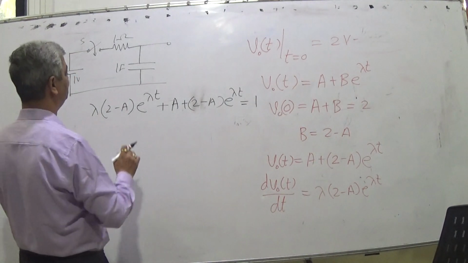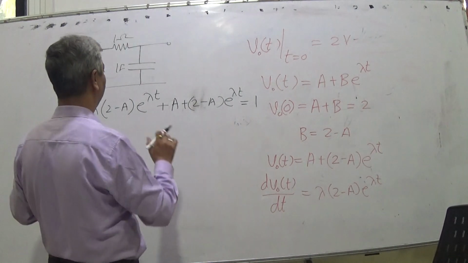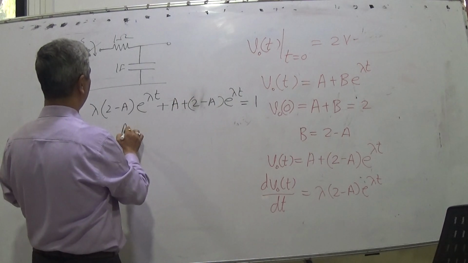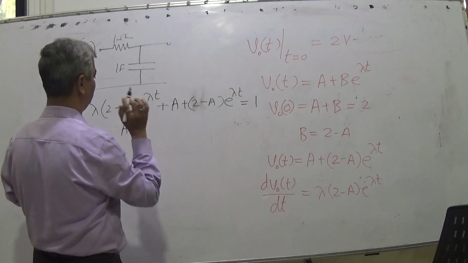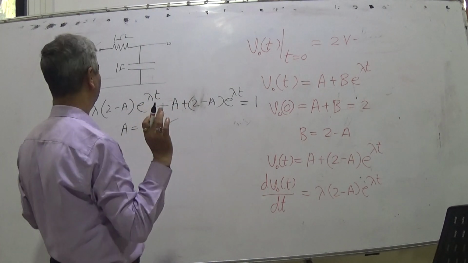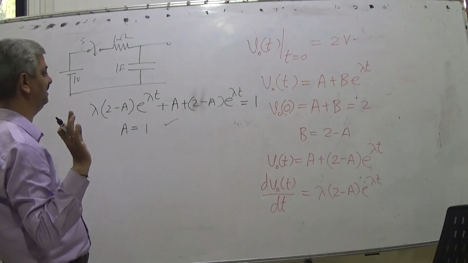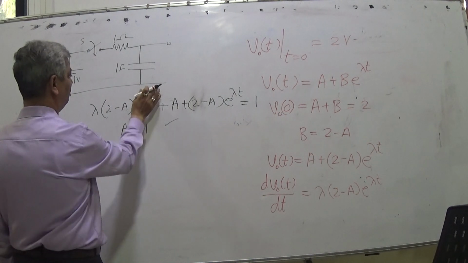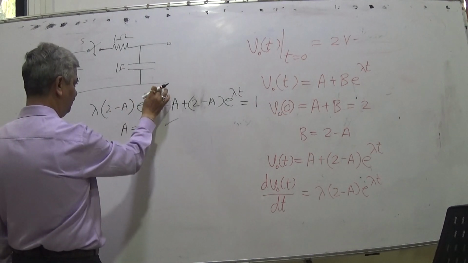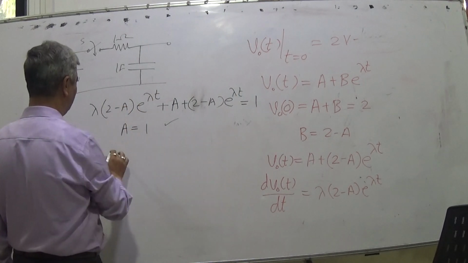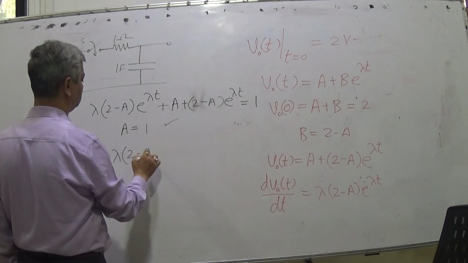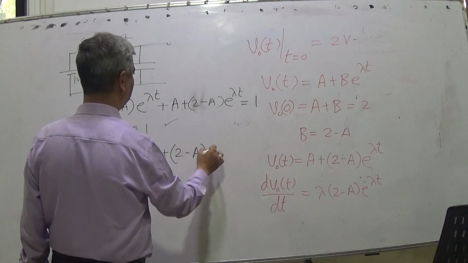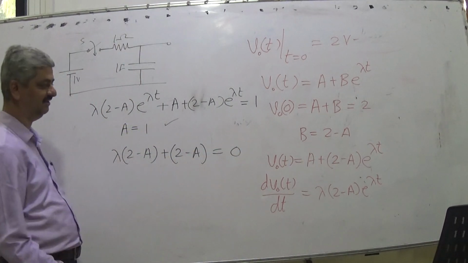So it is a very simple technique: on both sides, write the terms that don't have e raised to lambda t. So a equal to 1, you get the answer. And for the terms which have e raised to lambda t, you don't count e raised to lambda t, only the remaining coefficients: lambda times 2 minus a, plus 2 minus a, and on this side nothing. Is it clear?